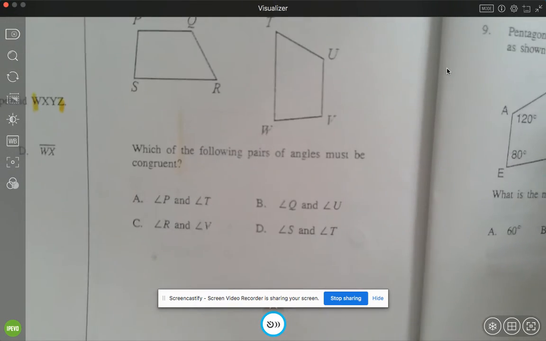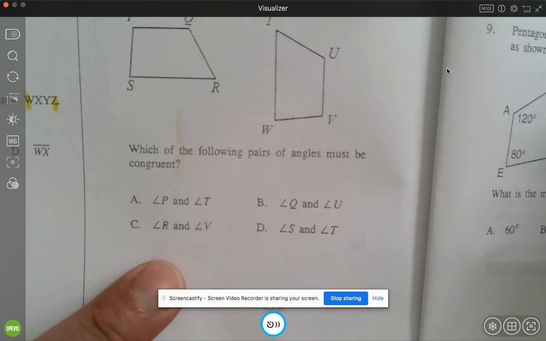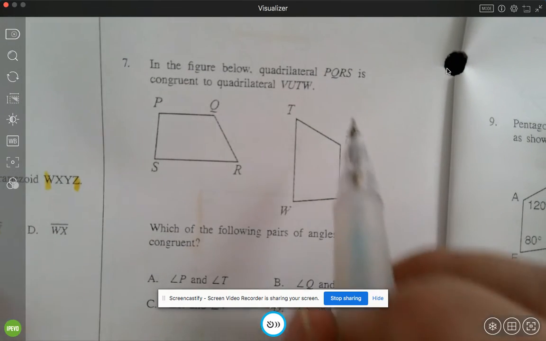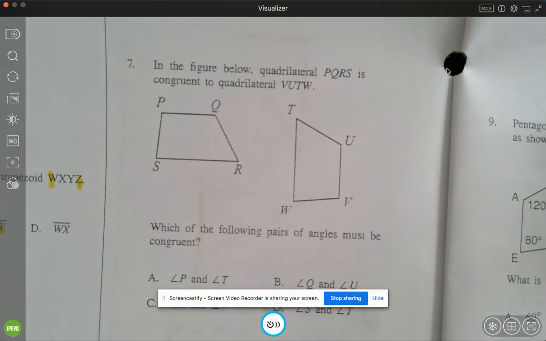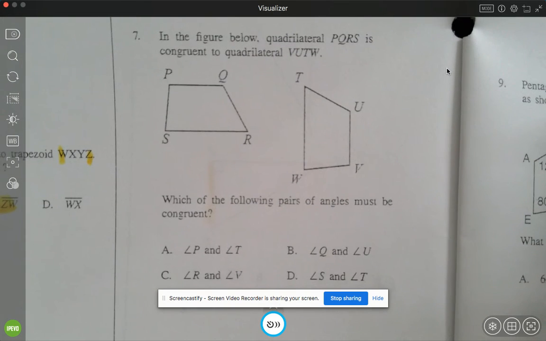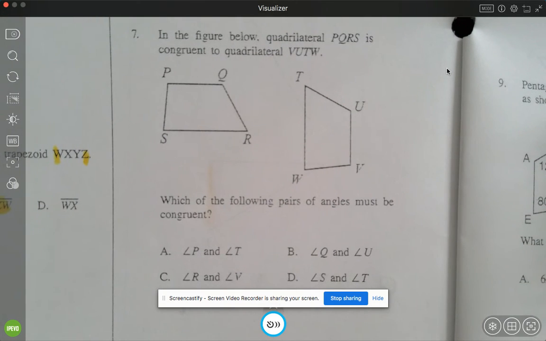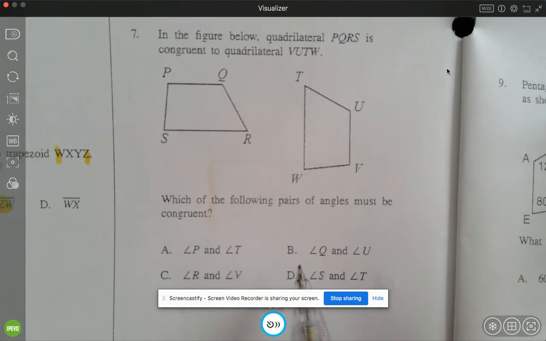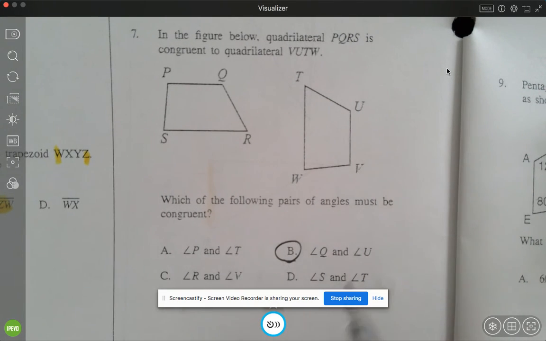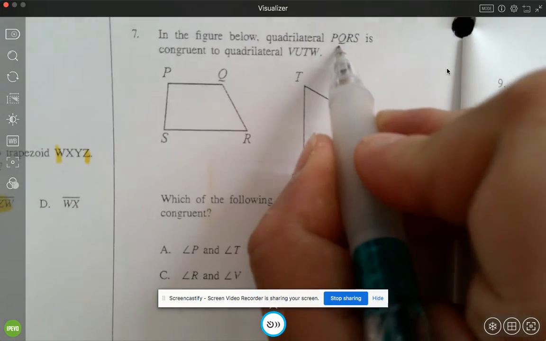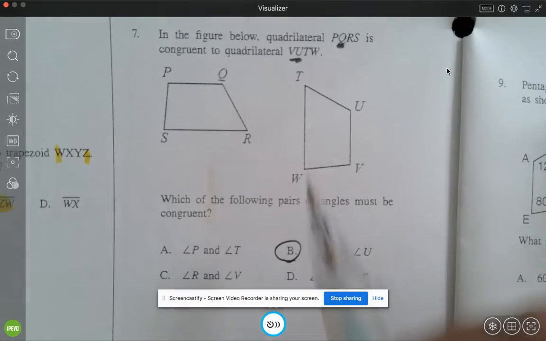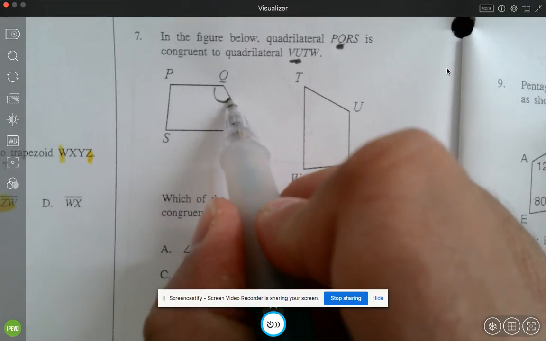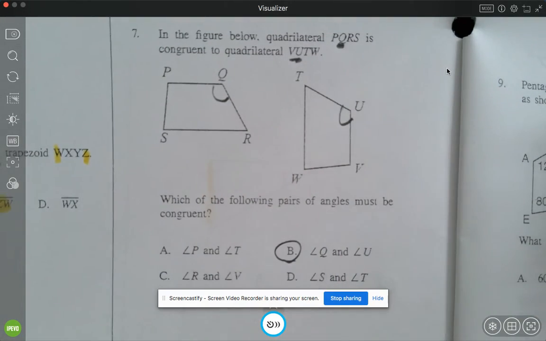Number 7, which of the following pairs of angles must be congruent? So again, here's our order: PQRS, VUTW. Take a moment to look at your choices here and which must be congruent. If you chose B, you're correct. Q and U are second in the list, and that makes sense here because that's obtuse and that's obtuse.